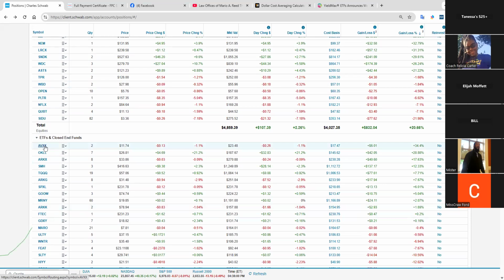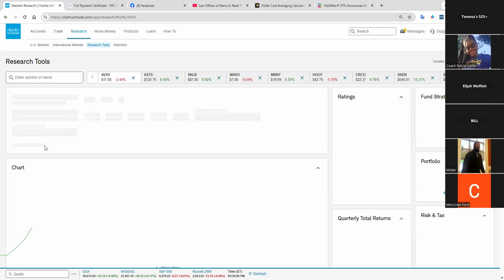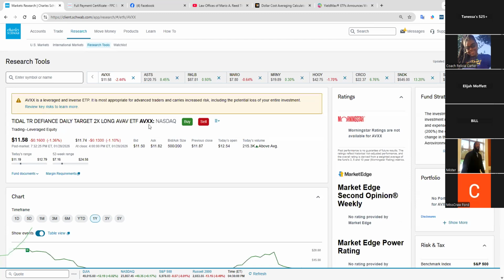AVXX has been doing well. That's an ETF, which is made up of a combination of different stocks. So now we're going to get some AVXX, which is a 2X. Anytime you see 2X, that means that it's twice the performance.